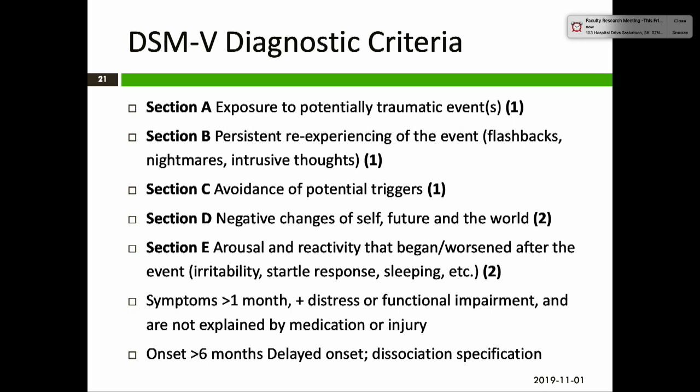So it has to be 1 month, causing significant trouble. If the first symptoms start 6 months later, we call it delayed onset. And also, if a patient presents with dissociation symptoms, it's a subcategory, which represents another term that we do not use in DSM-5, called complex PTSD. It's only shown in the ICD-11. I think Paul will talk about dissociation and the treatment later, so that's why I want to bring it up.